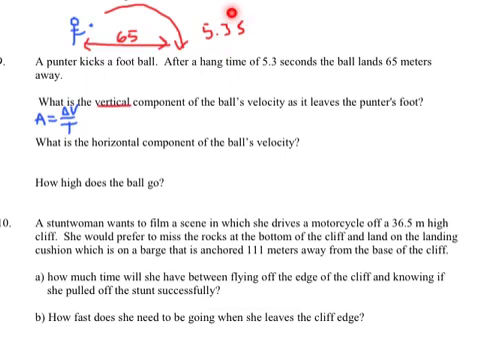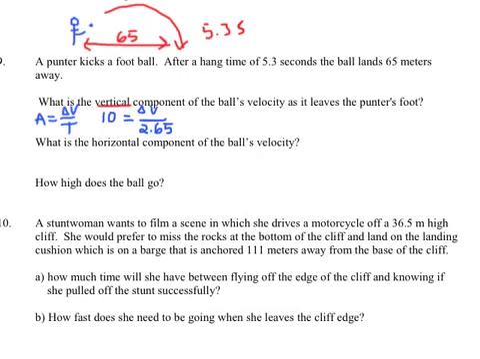So what I had to do is take 5.3, which is the total hang time, and divide that in half. So half of 5.3 is 2.65. So I'm going to have to say acceleration is 10, the time is 2.65, which is half the hang time, and that's going to give me the change in velocity.